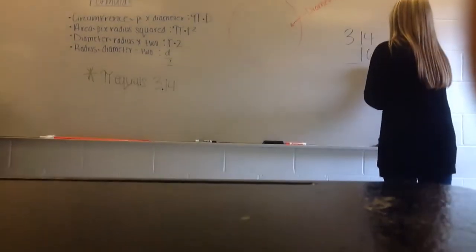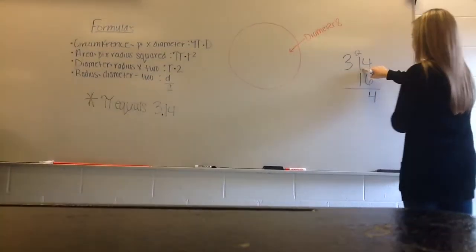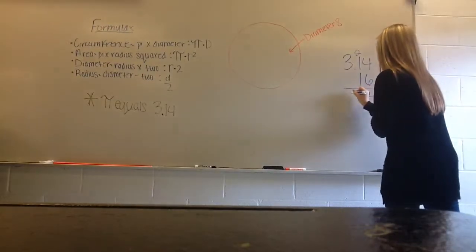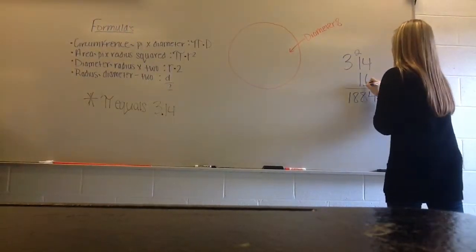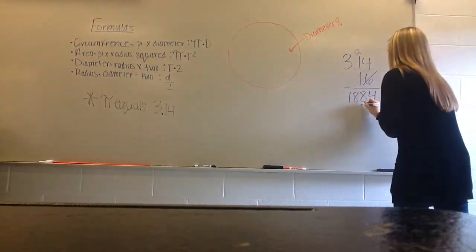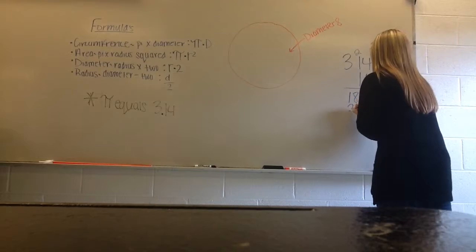6 times 4 is 24. Bring our 2. 6 times 1, which is 6, plus 2 is 8. 6 times 3 is 18. We mark that out and bring down 0. 4 times 1 is 4. 1 times 1 is 1. And 3 times 1 is 3.